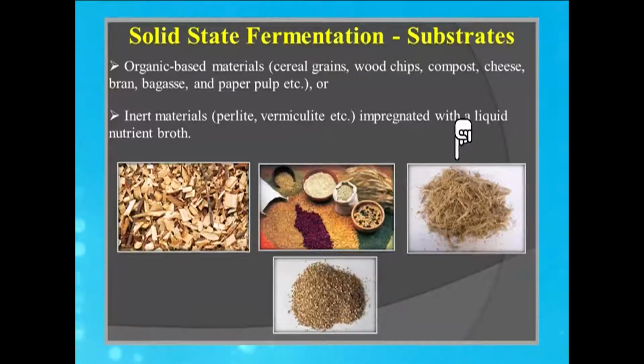On the other hand, we can also use inert materials, like here we have a typical diagram of a vermiculite. But if we are using inert material, they will not be able to supply nutrients, and as such, they should be impregnated with a liquid nutrient broth. Water is essential, but in solid state fermentation, we use limited water condition.